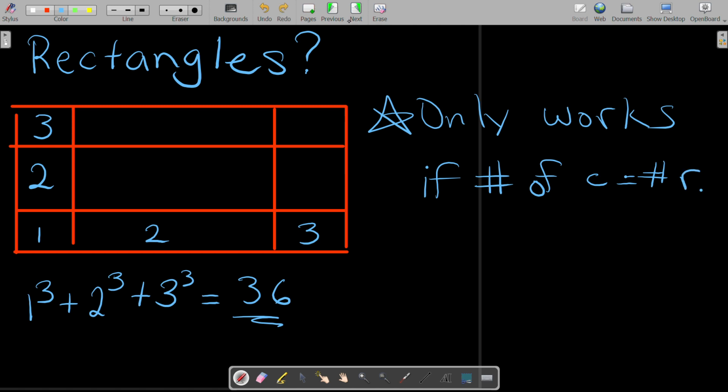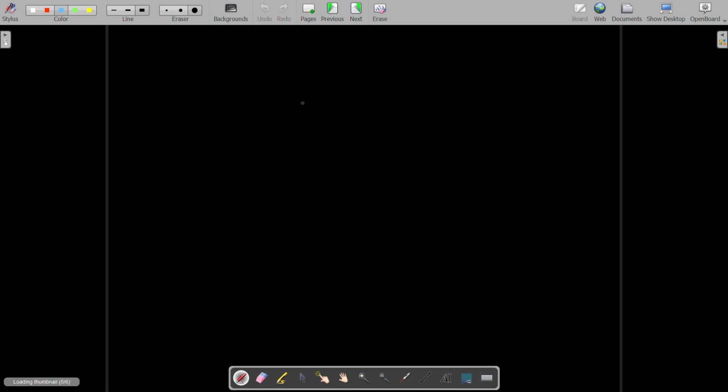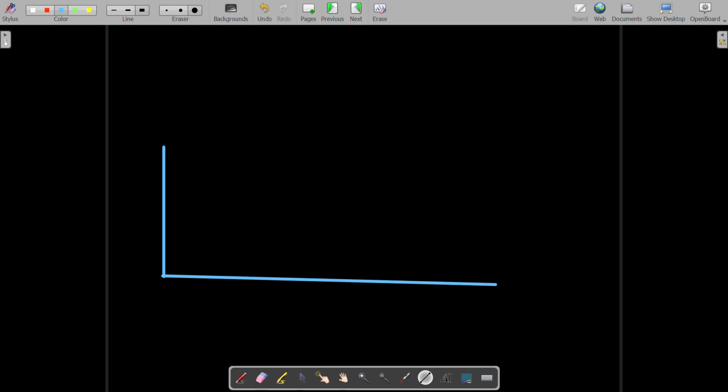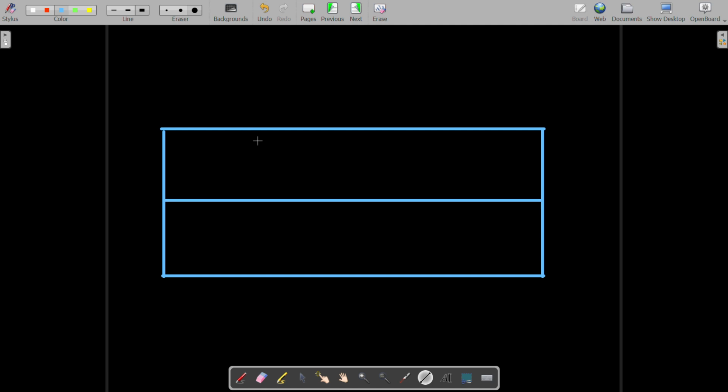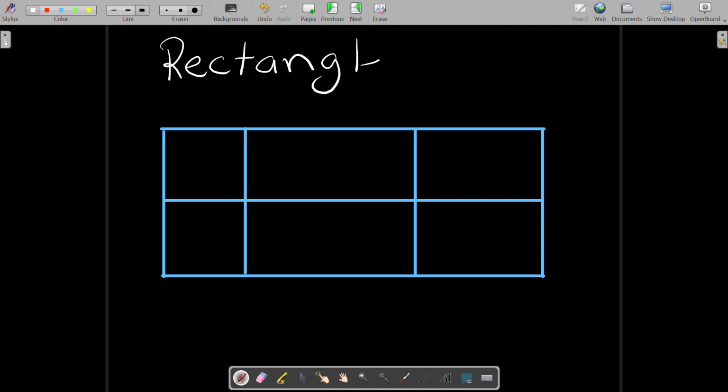Okay. Now, let's say we have an unequal number of rows and columns. So let's say we have a rectangle that looks like this. Okay, so this rectangle would have 2 rows, 3 columns. Okay, and they're asking us for rectangles.